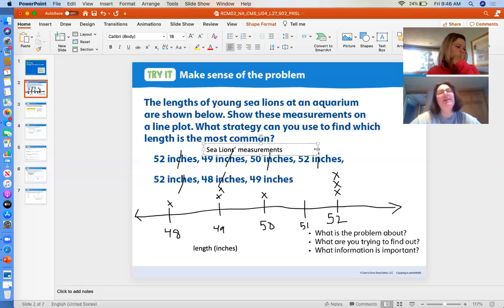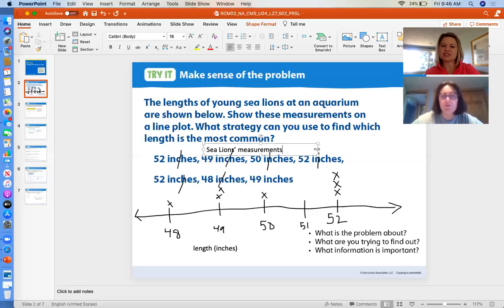Well, I think the length has to go on the bottom. So maybe we have to know what we're talking about. We're not talking about elephants or rhinos or something like that. We're talking about sea lions. So we need to make sure that's in there, which I think is good. And then that word measurement just kind of shows us what we're actually doing. True. I think that title looks good.